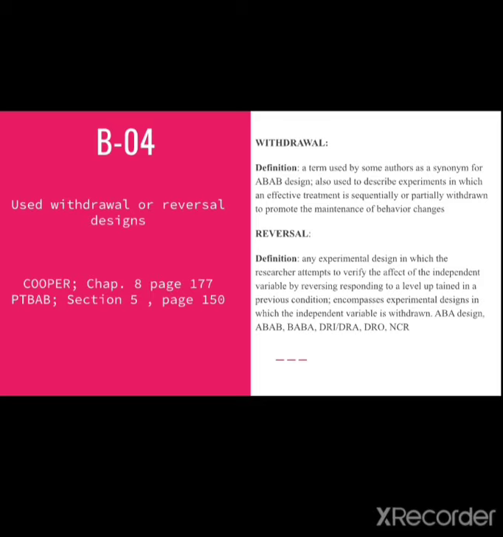So this is any experimental design in which the researcher attempts to verify the effects of the independent variable by reversing responding to a level obtained in a previous condition. So it encompasses experimental designs in which the independent variable is withdrawn. So we can think of ABA designs, ABAB, BAB, DRA, DRI, DRO, and NCR.